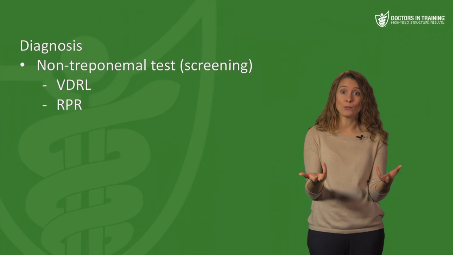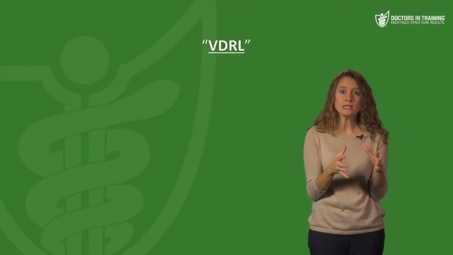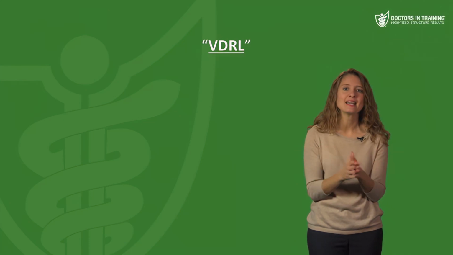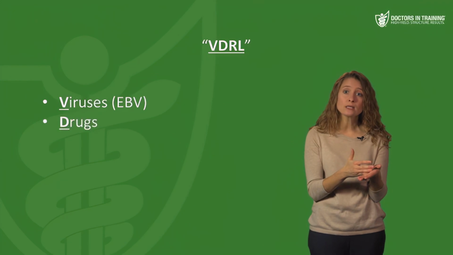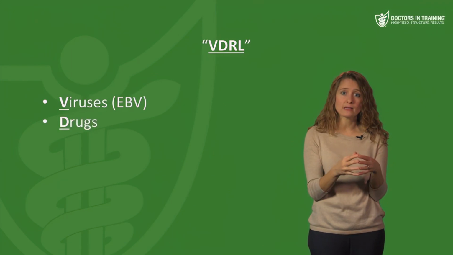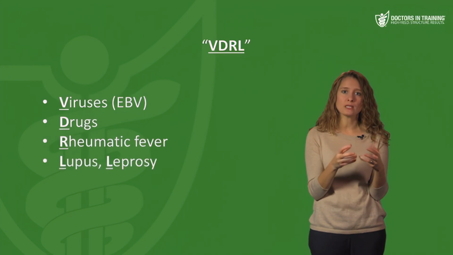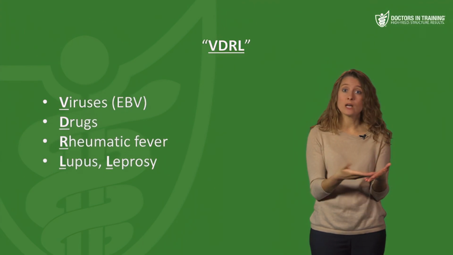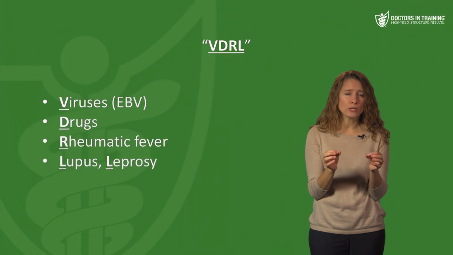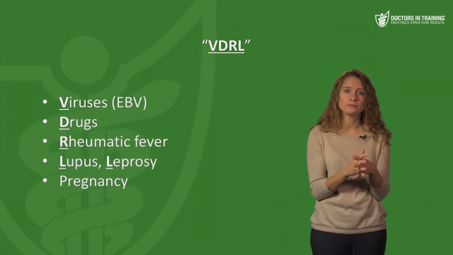And there's a mnemonic to help remember some of the causes of false positive VDRL or RPR. And the mnemonic is VDRL, which is very convenient. The V stands for viruses like Epstein-Barr virus. The D stands for drugs, since IV drug users can have a false positive. The R stands for rheumatic fever, and the L stands for lupus or leprosy. And just so you know, all autoimmune diseases can cause false positives, not just lupus. And the other thing that isn't included in this very convenient mnemonic, but still important to know, is that pregnancy alone can be associated with a false positive.